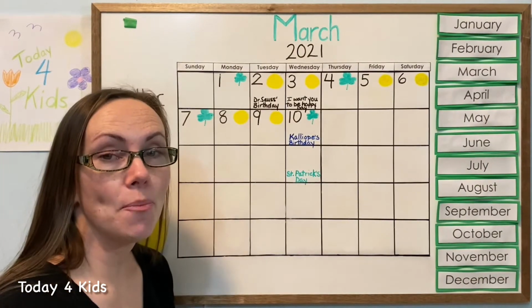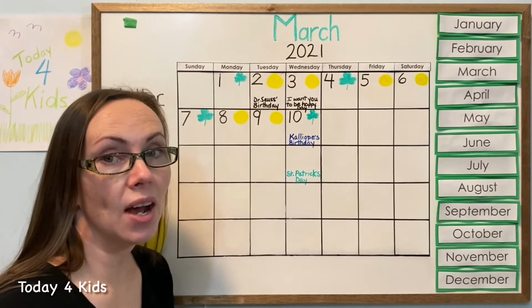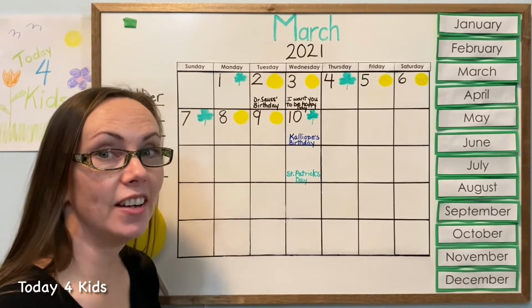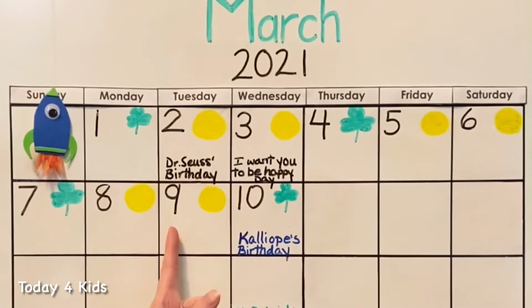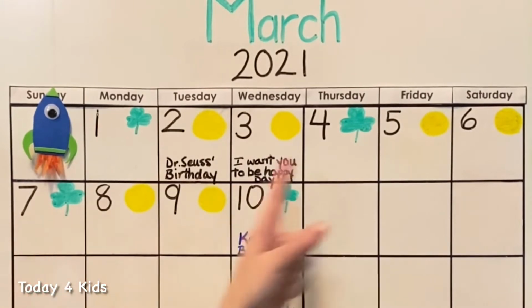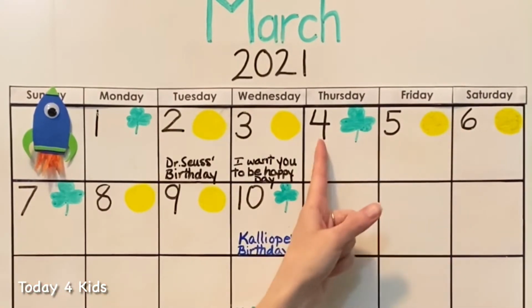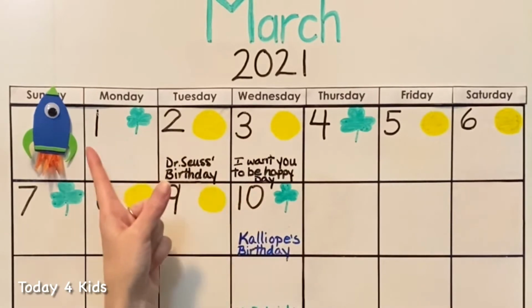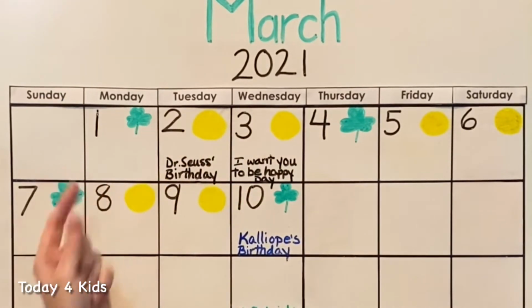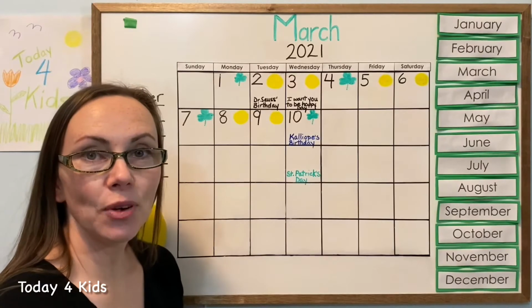Are you ready to count backwards? It's okay if you don't know how yet. We'll practice together. Are you ready? 10, 9, 8, 7, 6, 5, 4, 3, 2, 1. Blast off! Thank you for counting backwards with me.